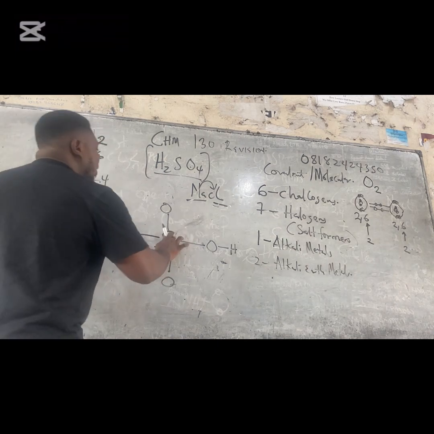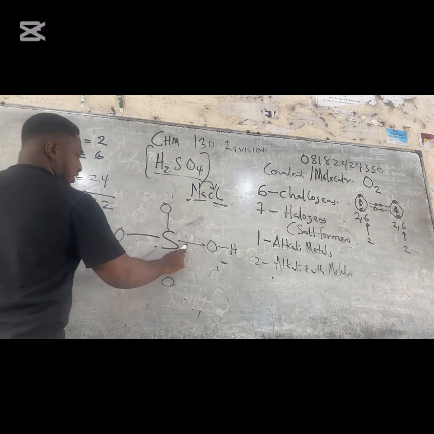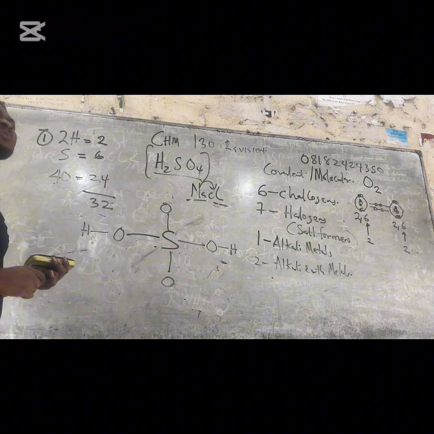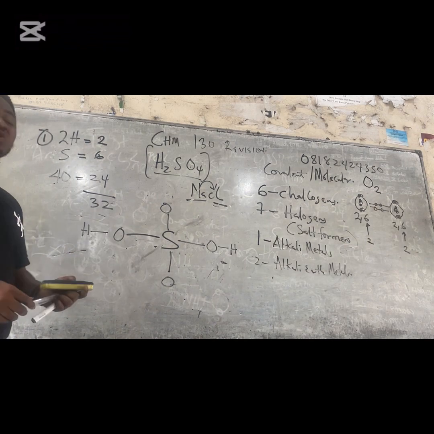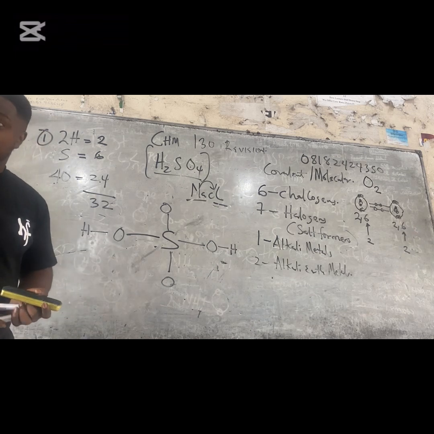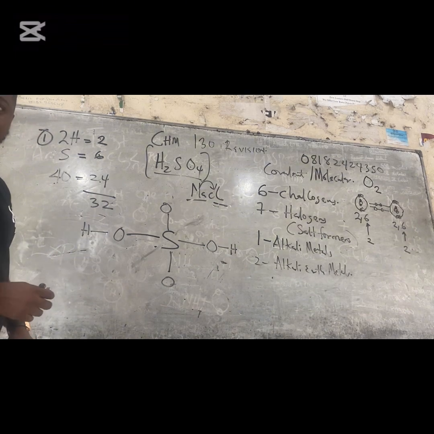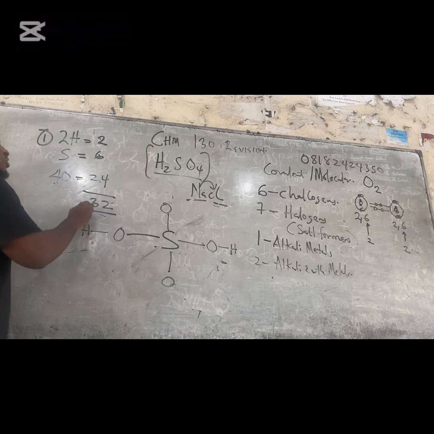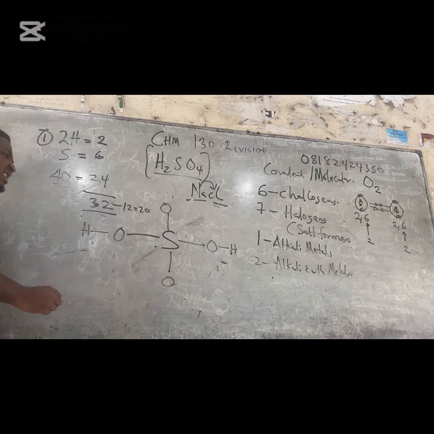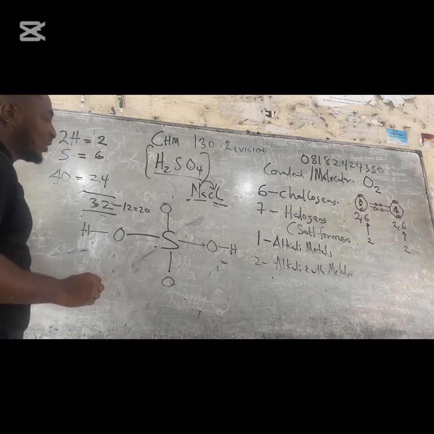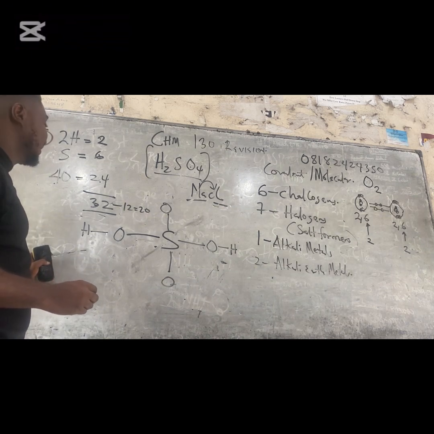Class, how many bonds have we used? 1, 2, 3, 4, 5, 6. Did we say each bond takes 2 electrons? Yes. So 6 times 2 is 12. By using 6 bonds, we have used 12 electrons. How many total electrons do we have? 22 minus 12. Only 20 electrons are left, class.